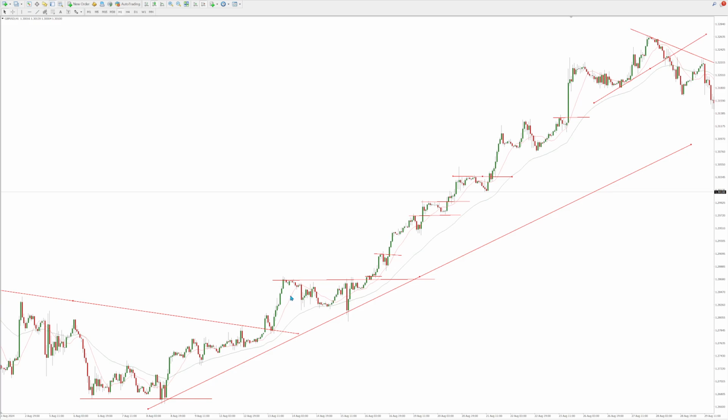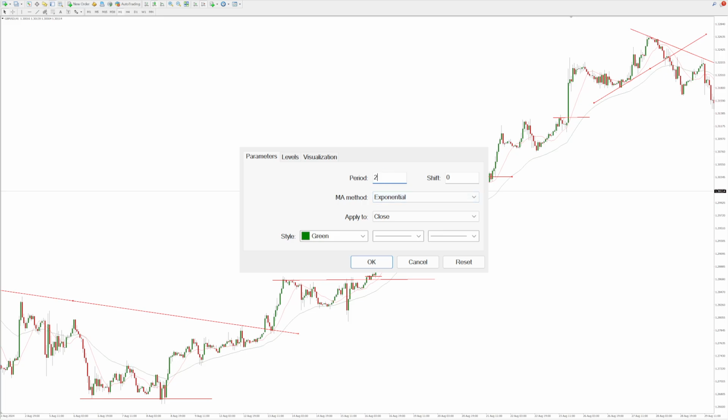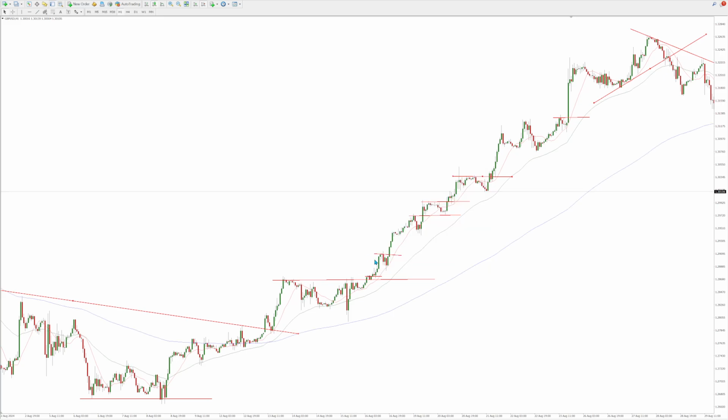So the 14 EMA here is short term, 14 periods. The 50 period we're going to use as the medium term. Let me just remove this trend line. And then we're going to add another one. It's going to be the 200, which will be the long term, and we shall make that blue. So we've got our short, medium, and long term period EMAs.